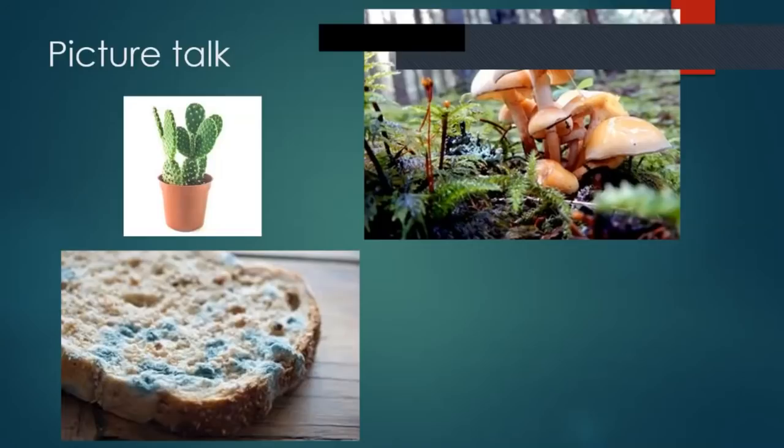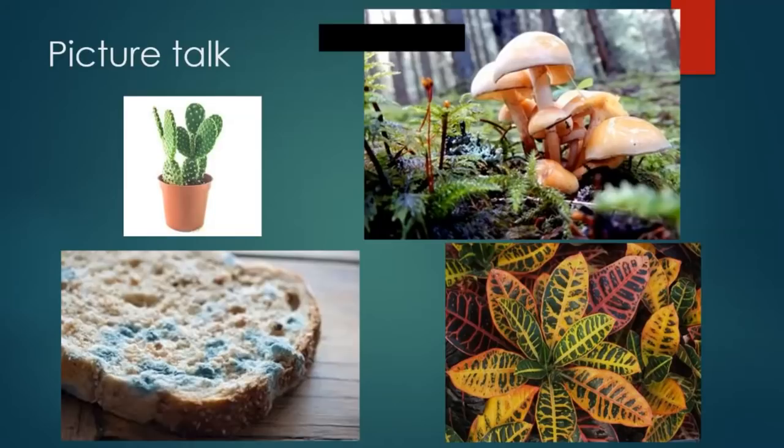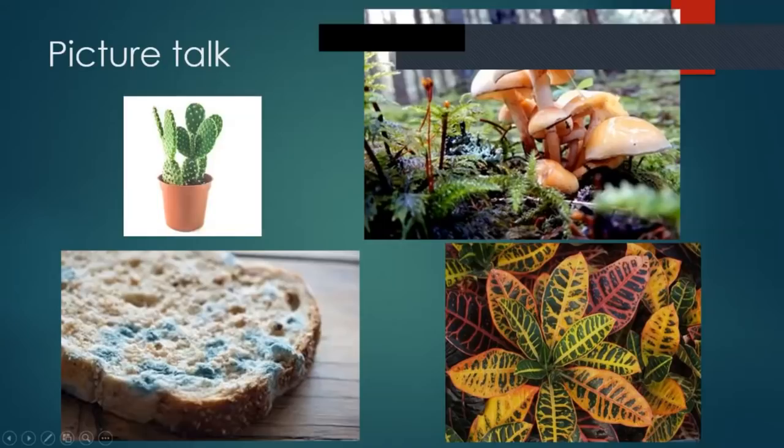Very good. Now I'll show one more picture. Observe the picture. It is a croton plant. In this plant, the leaves are in which color, children? Yellow or red in color. Does this plant contain chlorophyll? Yes, this plant contains chlorophyll. Tell me a few sentences about this picture. Yes, crotons have different color leaves. They also have chlorophyll, but this chlorophyll is hidden by different colors and it prepares the food.